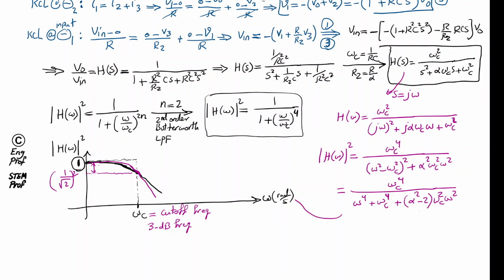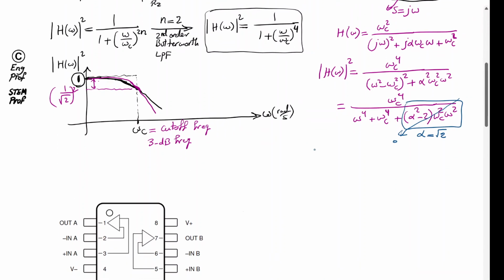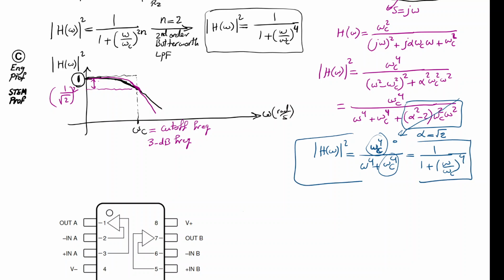Well, if I want to get to this format, I need to get rid of this component here. So if I set alpha equal to root 2, this goes away, and as a result we get the squared magnitude of the response: omega c to the power 4 over omega to the power 4 plus omega c to the power 4. If we divide both numerator and denominator by omega c to the power 4, we get exactly what we want, which is 1 plus omega over omega c to the power 4, and that's exactly the magnitude response that we want for a second order Butterworth filter. So in summary, we need to definitely set alpha equal to root 2 to get what we want.